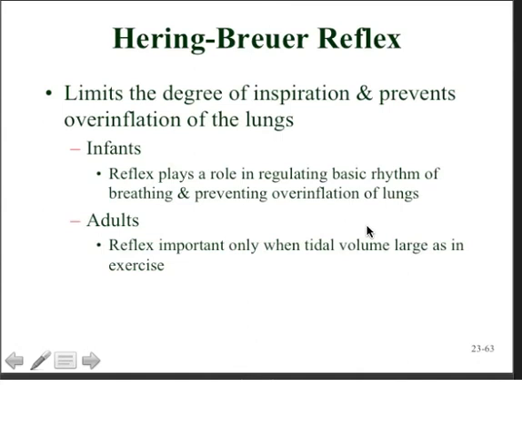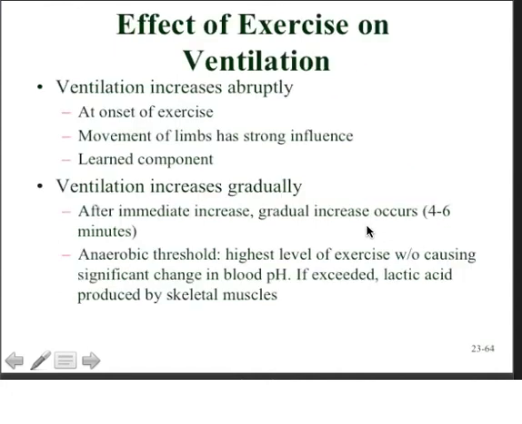The Hering-Breuer reflex is just, again, a braking system that limits the degree of inspiration and prevents overinflation of the lungs. In infants, this plays a role in regulating the rhythm of breathing and preventing lung overinflation. And in adults, the reflex is important when tidal volume is large, as in exercise. We don't want to overinflate the lungs because they could rupture, right? That would be bad news, because then we'd have air inside the thoracic cavity over and above physiological pressure, and the lungs would collapse.